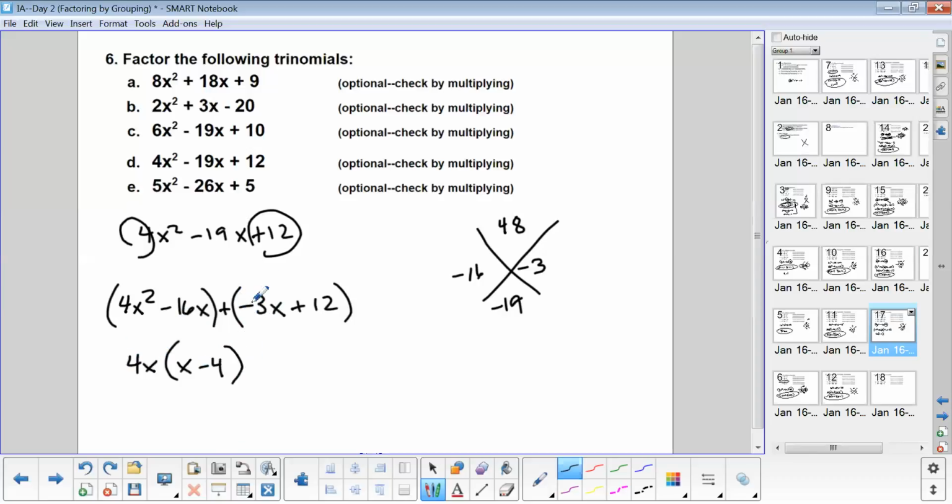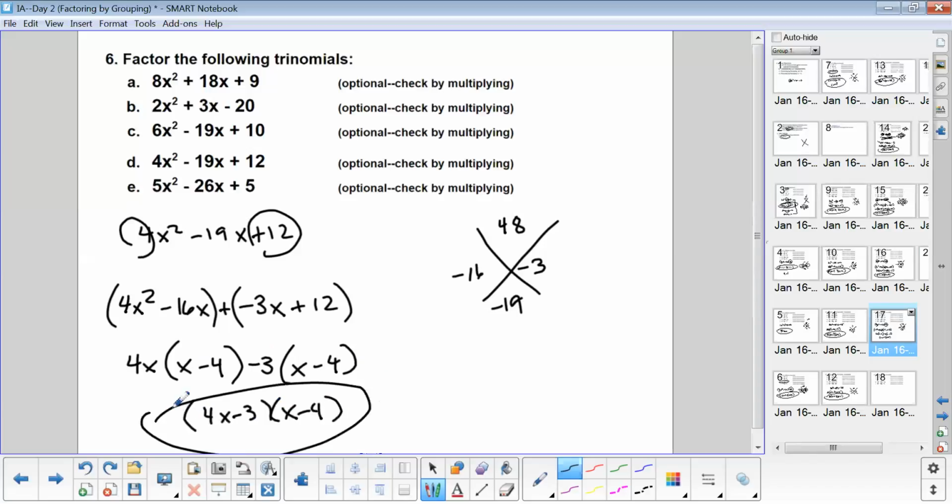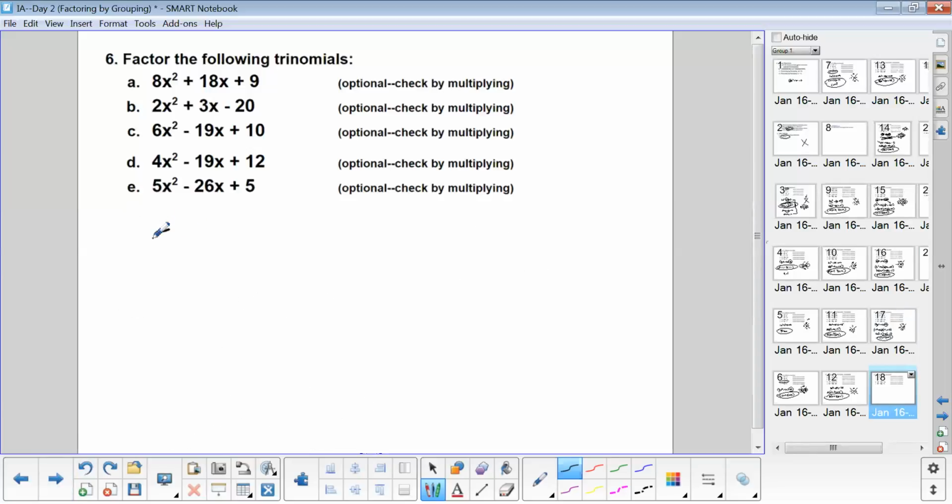This is negative, so therefore our GCF would be negative, and it'd be a negative 3. Negative 3x divided by negative 3 is a positive x. 12 divided by negative 3 would be negative 4. 4x minus 3 times x minus 4 is your result. And one more, we've got 5x squared minus 26x plus 5.